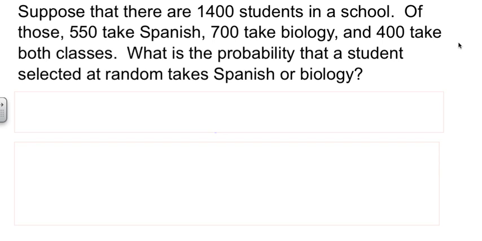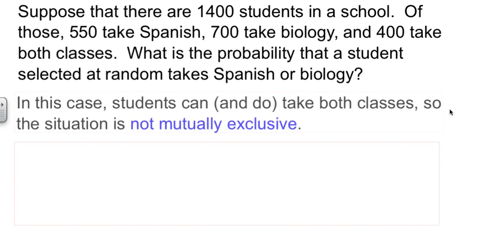Well, to get there, we need to decide first if it's overlapping or not. Is it exclusive or inclusive? Are there people that take both classes? Yes. Students can and in fact do take both classes, so this is not an exclusive situation. So we're going to have to subtract some overlapping.